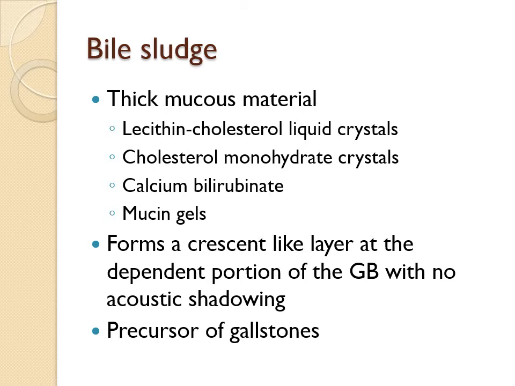Bile sludge is a thick mucous material made up basically of lecithin cholesterol liquid crystals, cholesterol monohydrate crystals, calcium bilirubinate, or mucin gels. They form a crescent-like layer at the dependent portion of the gallbladder with no acoustic shadowing. Now this feature is very important to distinguish bile sludge from your gallstones. However, bile sludges are known to be precursors of your gallstones.